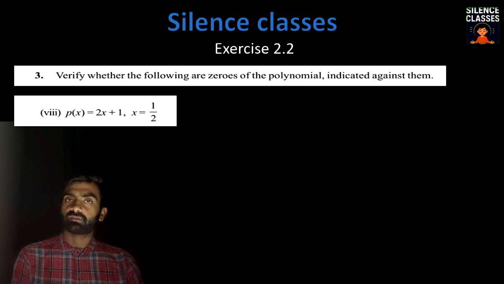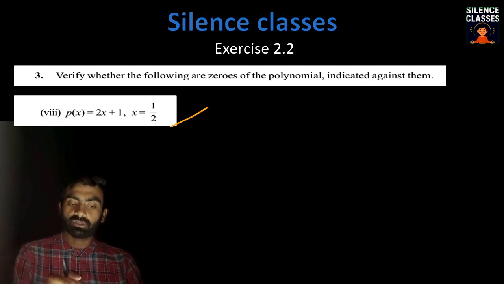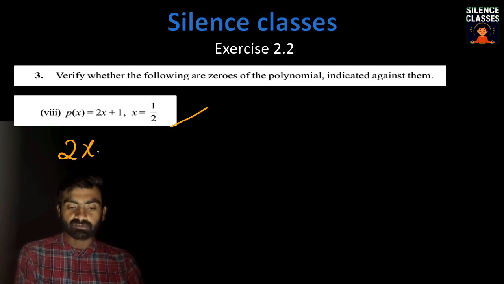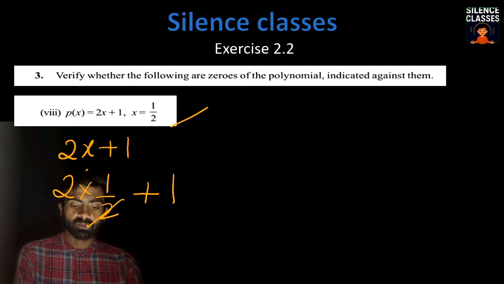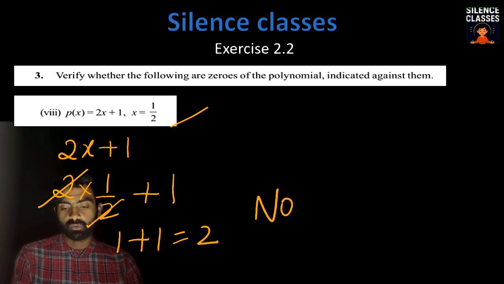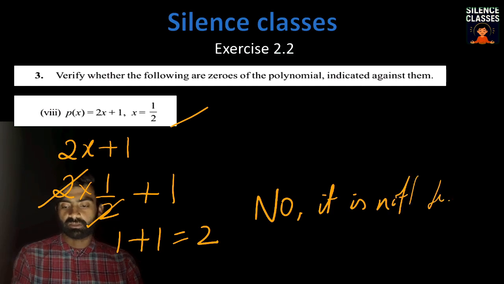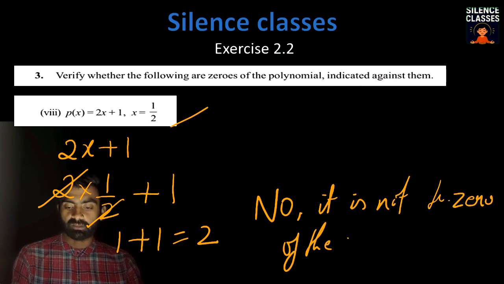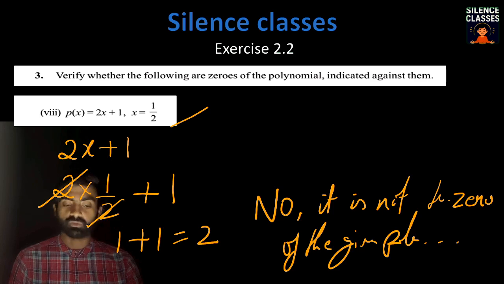Now let's move to the eighth part, and this is the last part of this particular question. So px plus 1, where we have to put x is equal to 1 upon 2, 2 multiplied by 1 upon 2 plus 1. So we can cut this out, it will become 1 plus 1, it will become 2. So we can say no, it is not the 0 of the given polynomial.